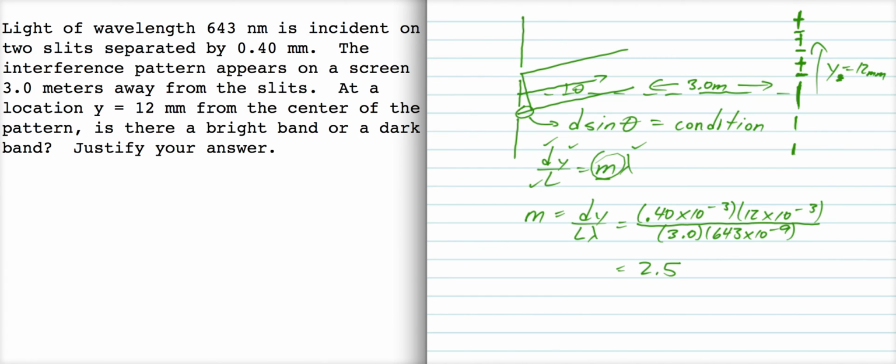Okay? So that means the phase difference, the phase shift, or the path difference, right? This path difference right up here, sometimes we call that little delta. The path difference is 2.5 waves. So that means it's a dark fringe.